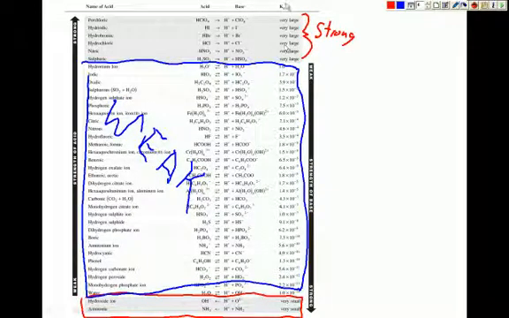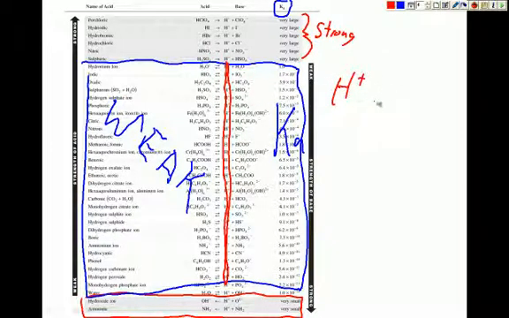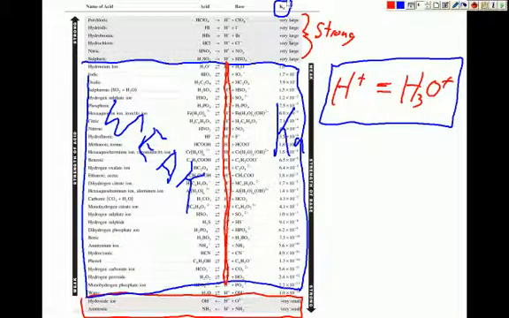Now we're given Ka values. Okay, so all of these are Kas. This is all Ka values, and they all form, as we see right here, H+, which, for our purposes, is the same as H3O+. H+ and H3O+ is the same. So these are all Ka values. They're all showing the acid reaction of all of these things.